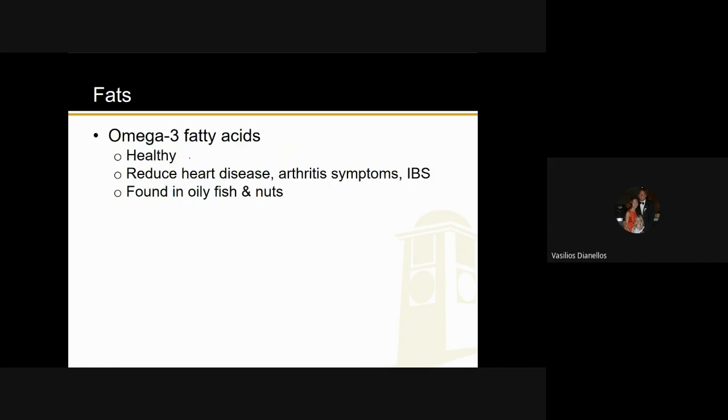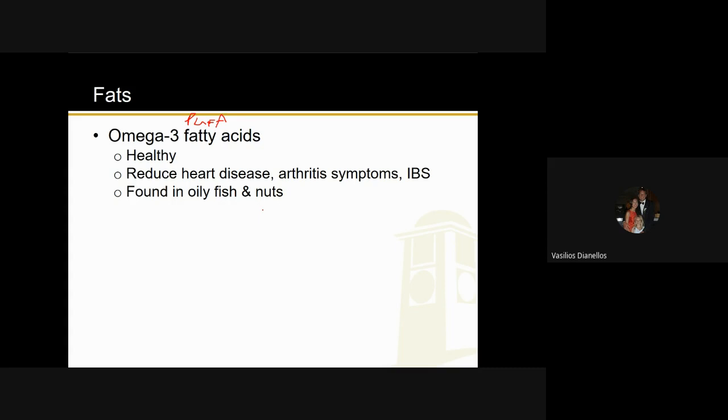All right, another type of fat. This is a good one. So when I was talking about PUFAs, the polyunsaturated fatty acid that I don't think your book talks about, this is one of those, right? An omega-3 fatty acid falls into that category. They're very healthy. They reduce heart disease. They reduce arthritis symptoms. They reduce irritable bowel syndrome. They're good for your liver. The list goes on and on. They're really good for you. And they're found in oily fish and nuts.